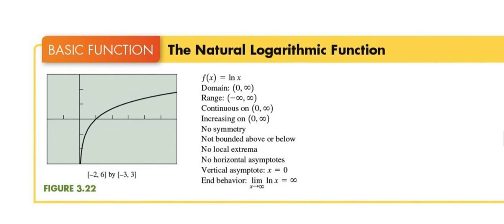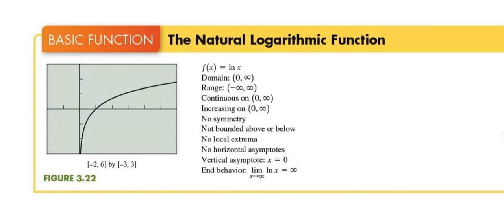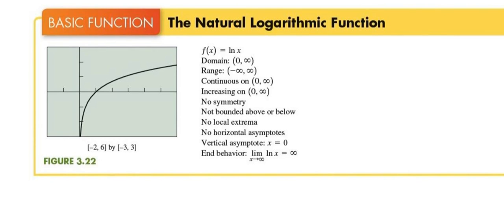The basic logarithm graph, like I said, for a natural log, all of this stuff that you've talked about before: domain, range, continuity, where's the vertical asymptote on the graph? It is an increasing function. There's no symmetry, so it's not an odd or even graph. It is definitely neither. Not bounded above or below. No extrema, so no maxes or mins. Definitely no horizontal asymptotes. Vertical asymptote we already described as the y-axis or x equals 0.